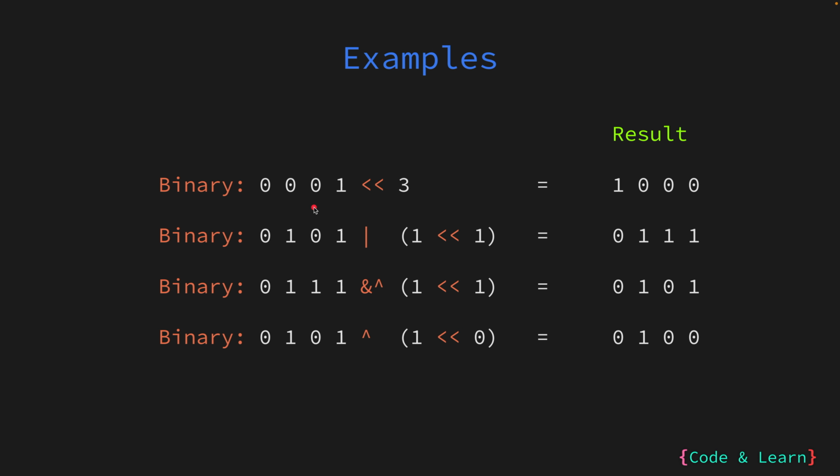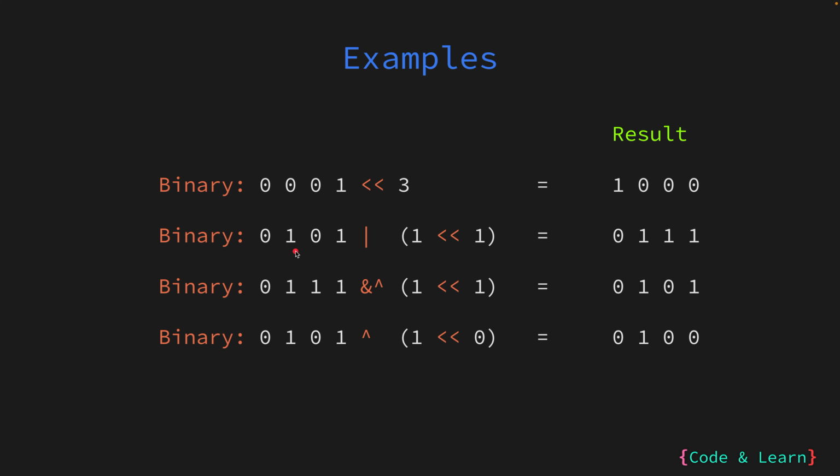Let's look at some examples of bitwise shift operators and how they are used for bit manipulation. In the first example, i is 3 and the expression 1 << 3 will result in a binary representation of 1000. As you can see, the bit at position 3 is set to 1 and all other bits are 0.